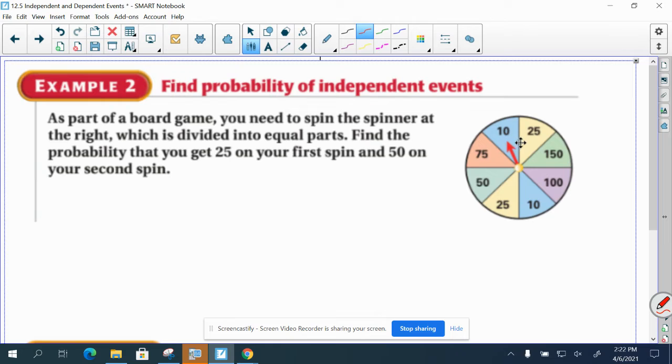For 25, there's two 25s on here, so that would be 2 out of 8. And then for the 50, we're going to multiply by the probability that we get a 50. There's just one 50, so that would be 1 over 8. If we simplify, this would be 1 over 4, and this would be 1 over 32.